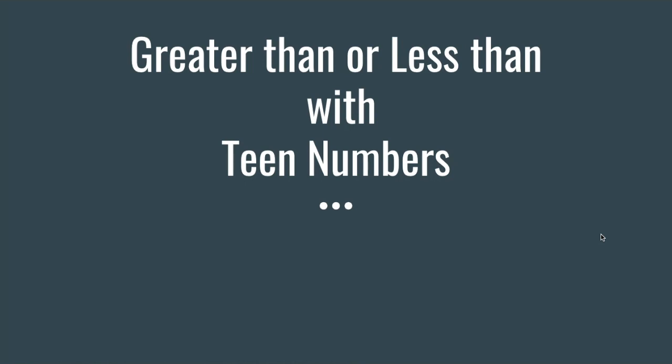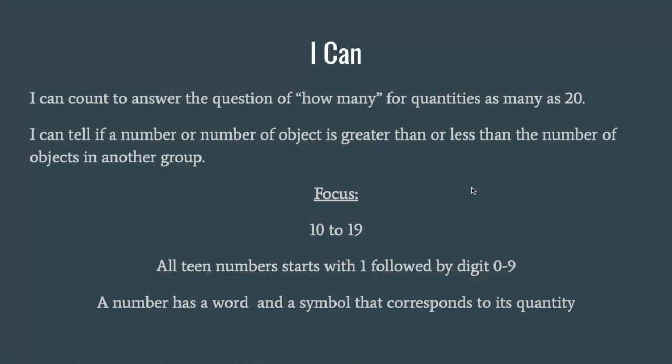Greater than or less than with teen numbers? I can count to answer the question of how many for quantities as many as 20. I can tell if a number or number of objects is greater than or less than the number of objects in another group. Our focus today is numbers 10 to 19. All teen numbers start with 1 followed by the digits 0 to 9. A number has a word and a symbol that corresponds to its quantity.